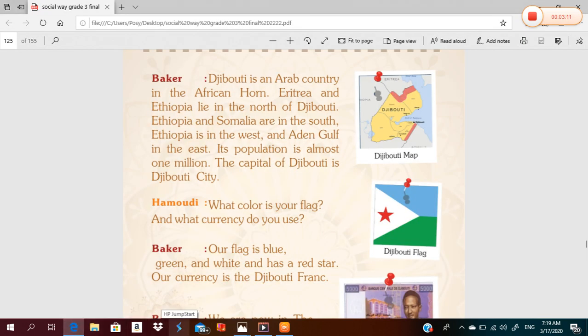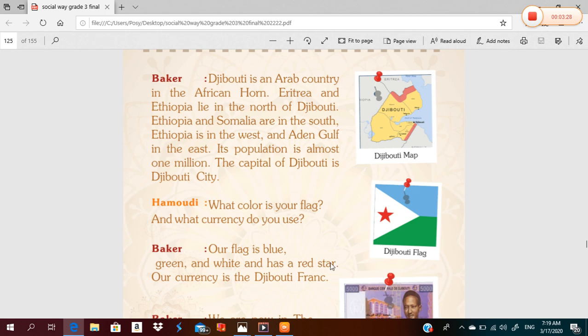Bakir: Hamoudi, what color is your flag? And what currency do you use? Hamoudi: Bakir, our flag is blue, green, and white, and has a red star.